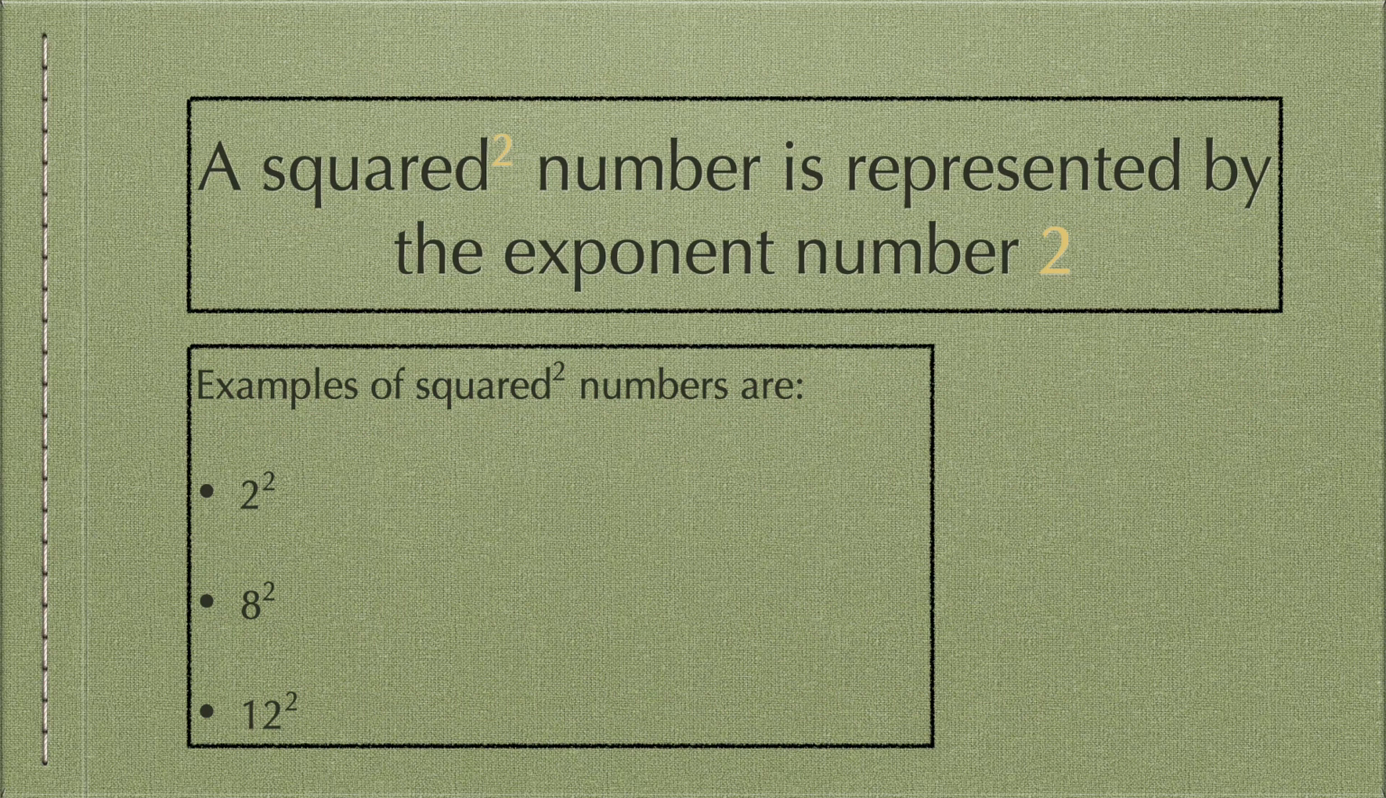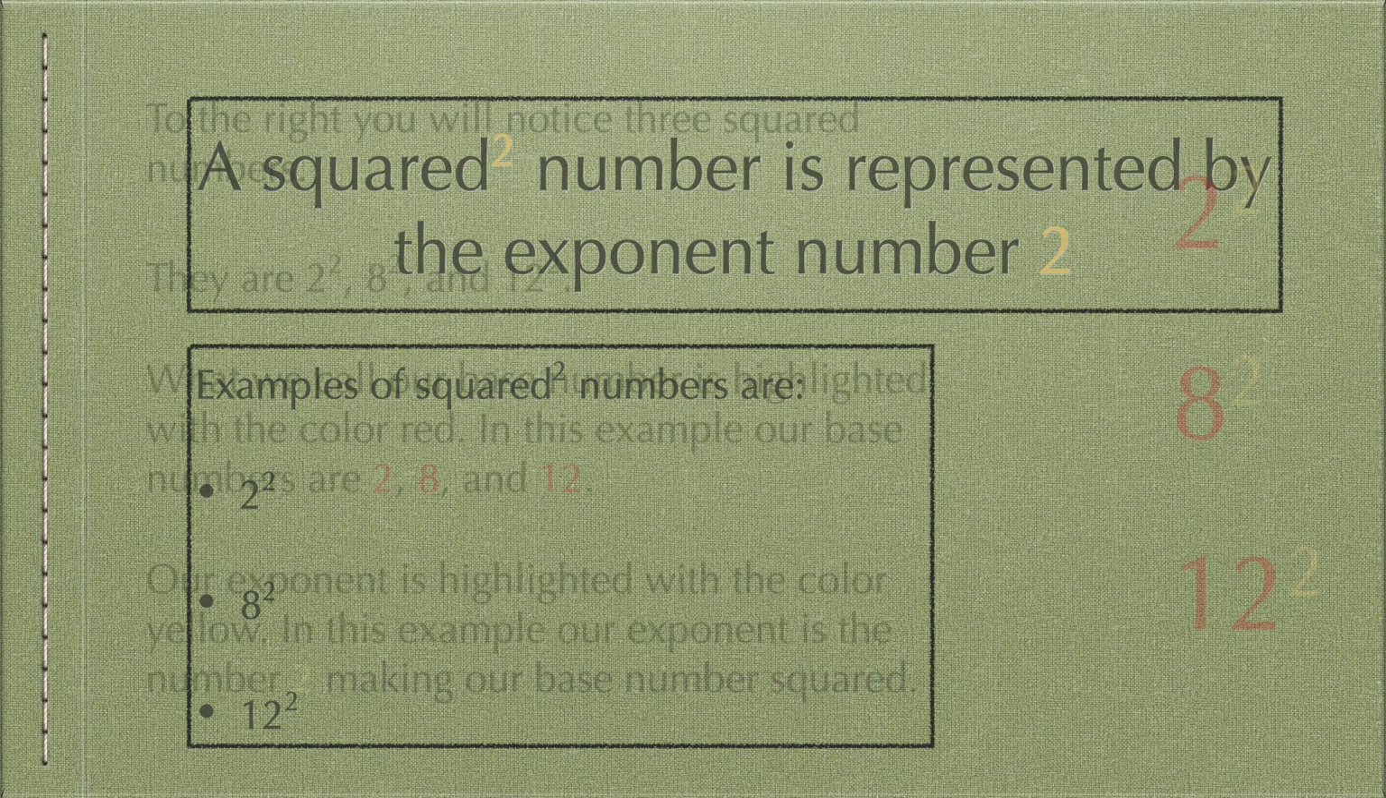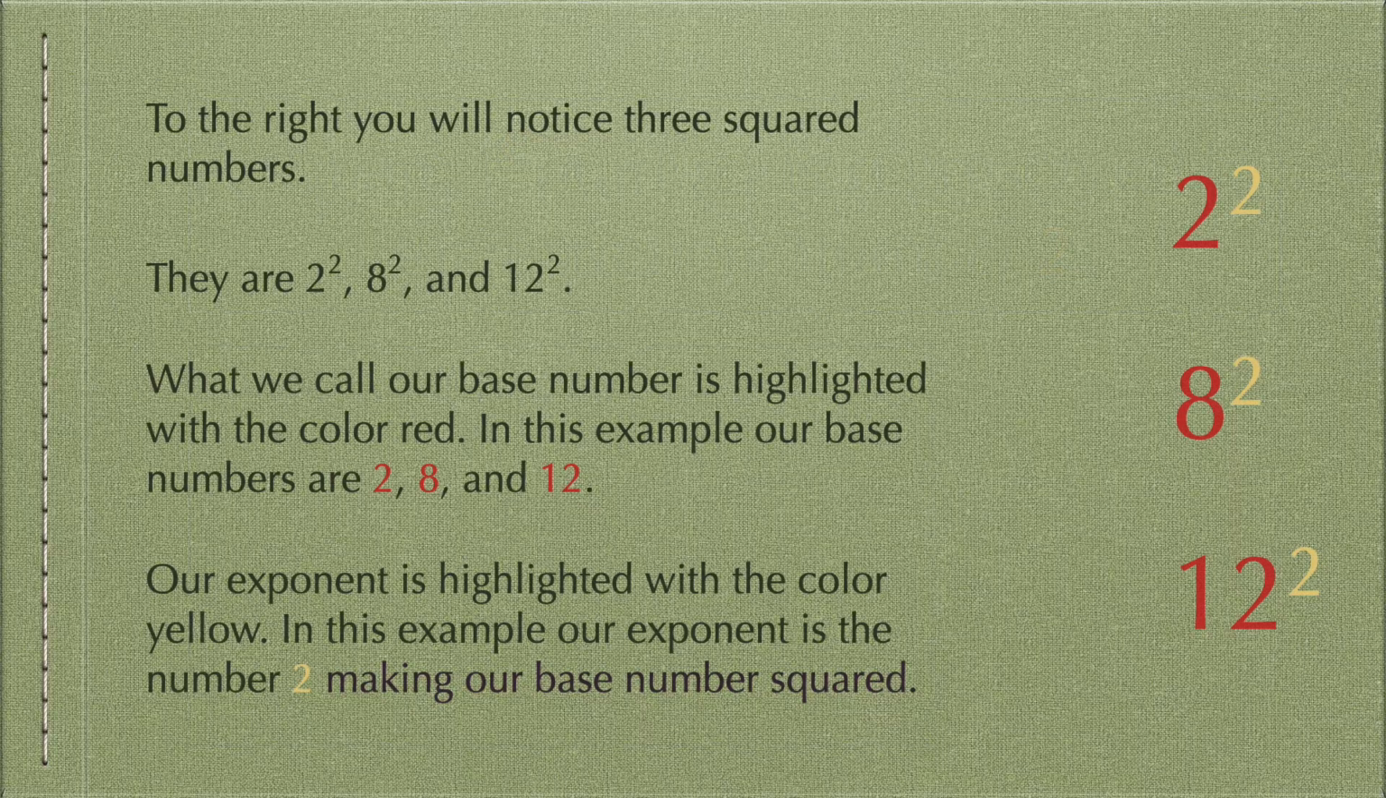A squared number is represented by the exponent number 2. Examples of squared numbers are 2 squared, 8 squared, and 12 squared. To the right, you will notice 3 squared numbers. They are 2 squared, 8 squared, and 12 squared.